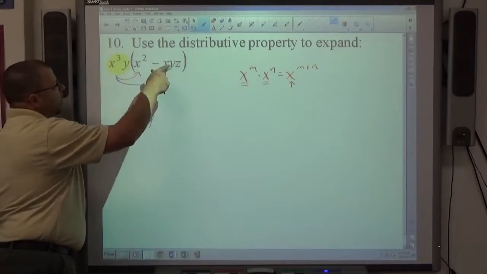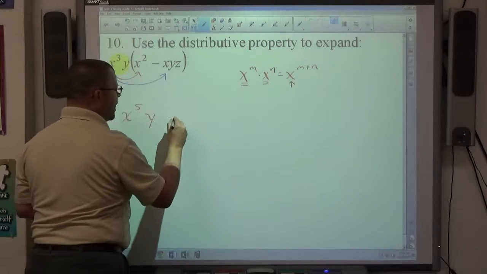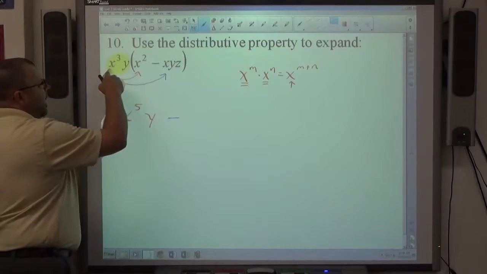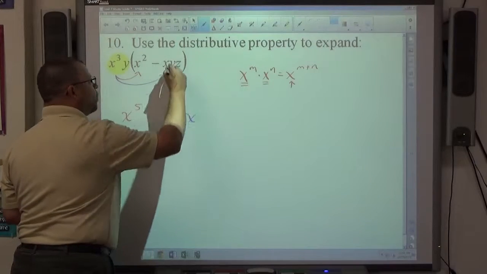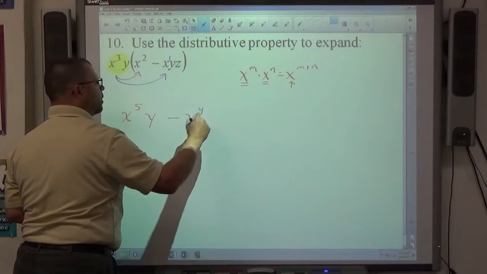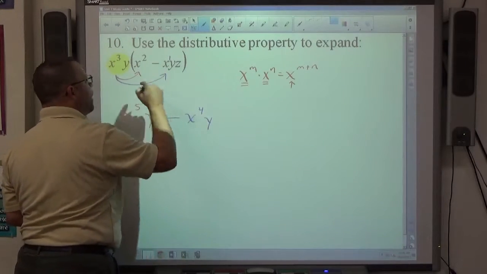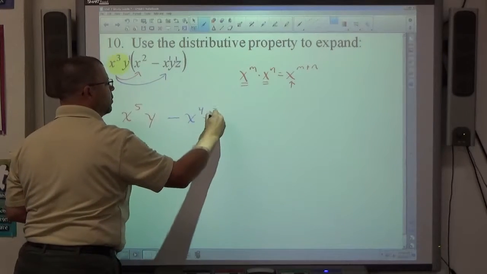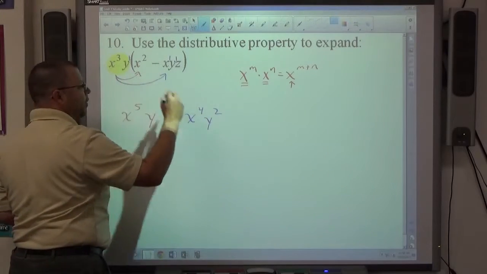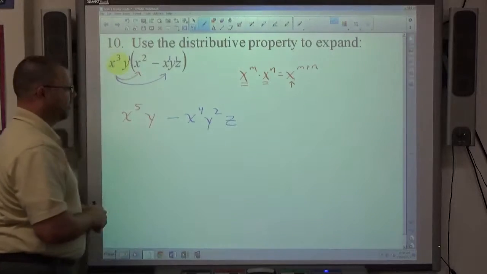When I do this times this, positive times negative makes a negative, so I'm going to put a minus sign. X times x, we add the powers. There's a 1 inside. 3 plus 1 is 4. Y times y, I add the powers. 1 outside, 1 inside makes 2. And z times no other z's, nothing happens to z, it just stays z.